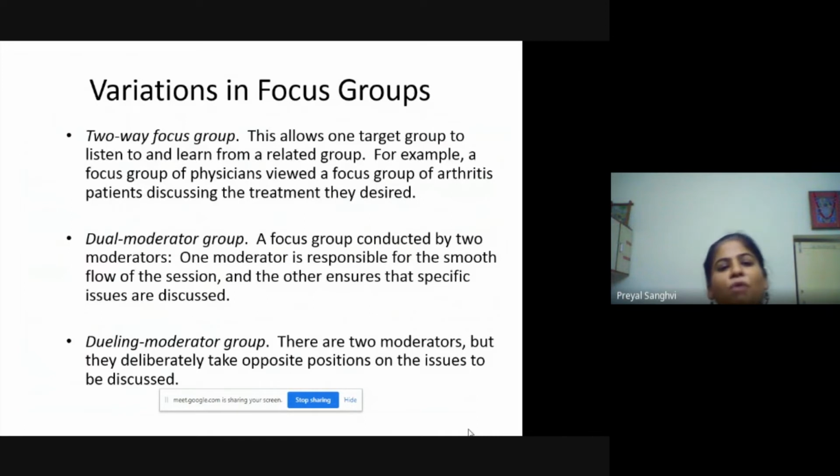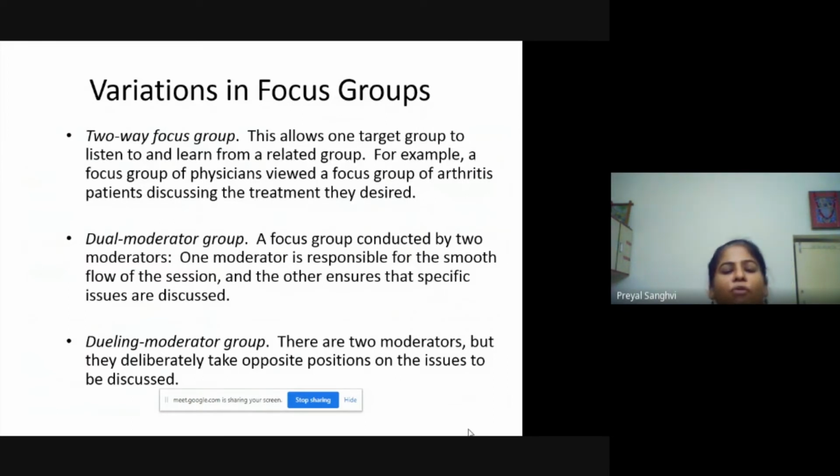If we talk about the dual moderator group, again its meaning is that two moderators are there. So the focus group is conducted by two moderators. One moderator is responsible for the smooth flow of the session and the second moderator is responsible for ensuring that the specific issue or topic is covered. So this comes under the dual moderator group.